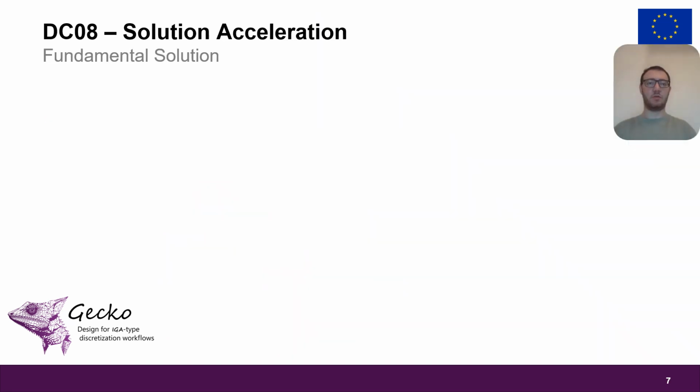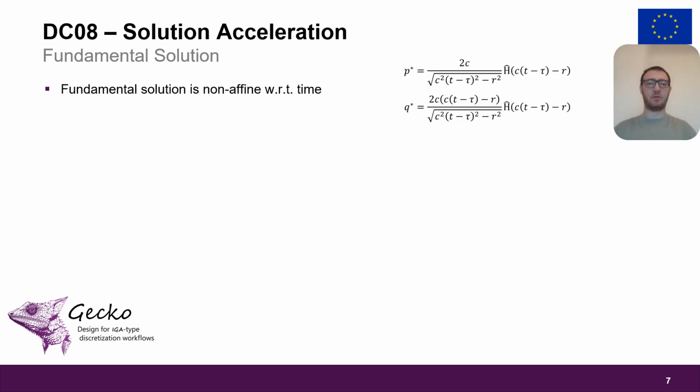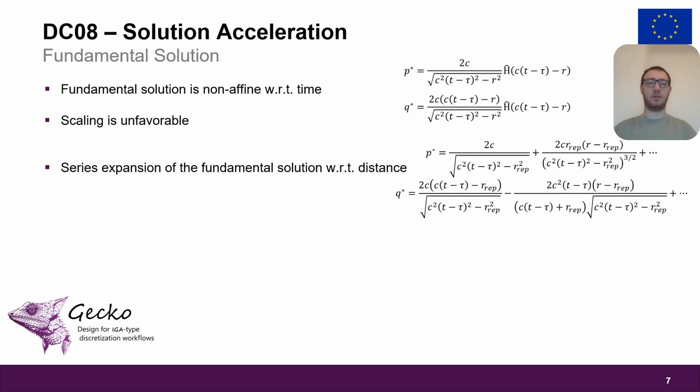Now we can look at the solution acceleration options to increase our solution speed. So we start with our fundamental solution in 2D, and we can see it is not defined separately with respect to time. This means that we cannot separate the distance and the time components of the fundamental solution, which makes our scaling unfavorable. So we decided to expand this fundamental solution around a representative distance so that we can separate our distance calculations from the time calculations. And this representative distance is generally taken to be the average distance of the geometry.